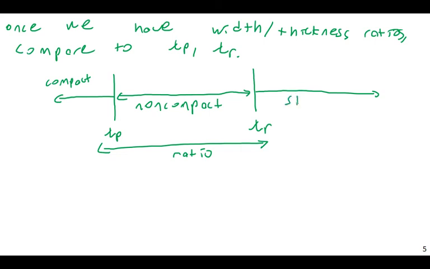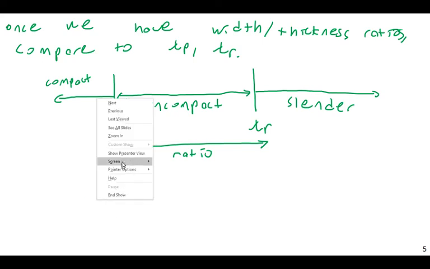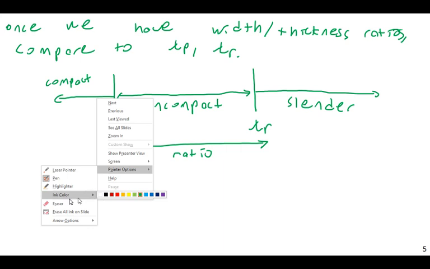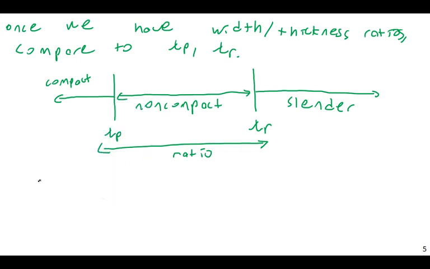And we don't just refer to the entire shape as that. Rather, we'll say that this element has a slender web, or this element has a non-compact flange, something like that. Okay, that's the basic idea there. Again, we find our width to thickness ratios, and then we'll use whatever numbers we have to use for lambda p and lambda r.